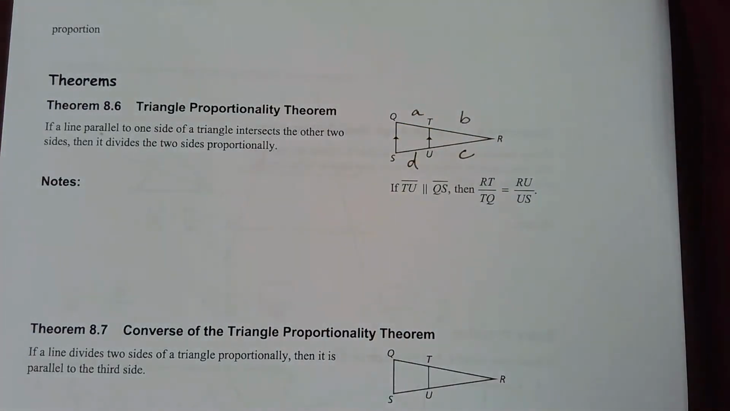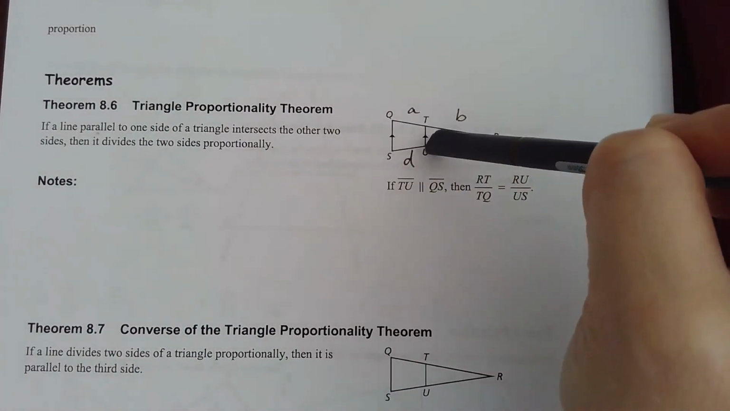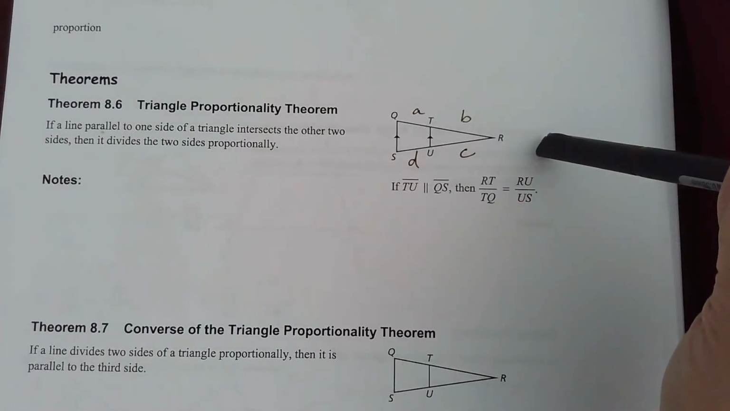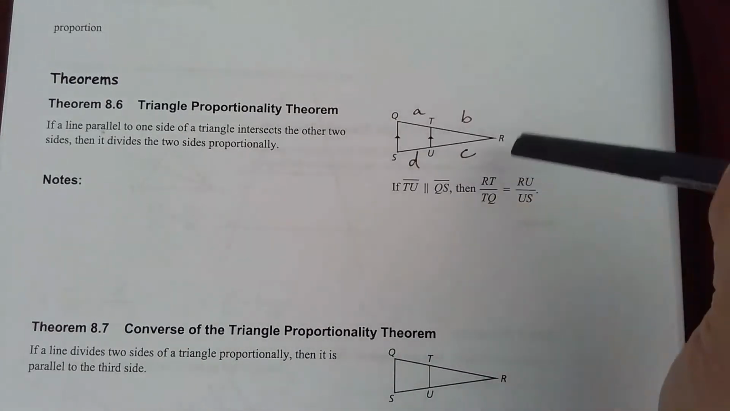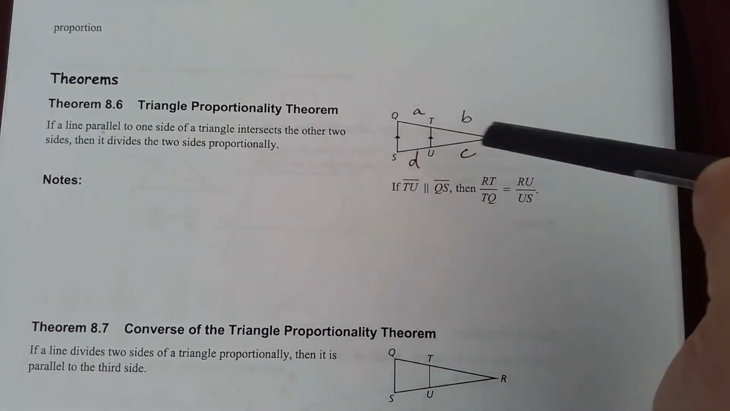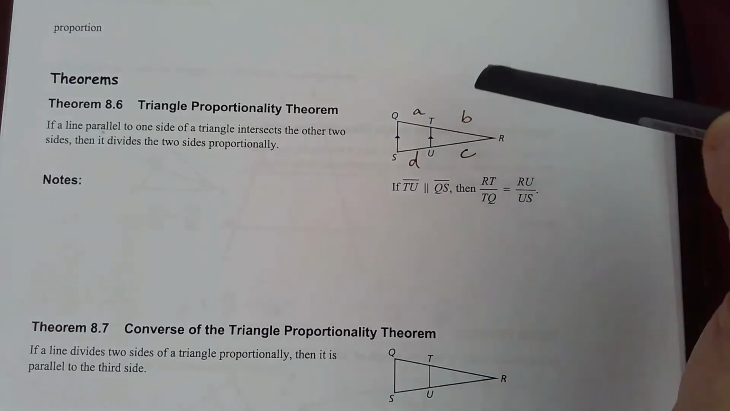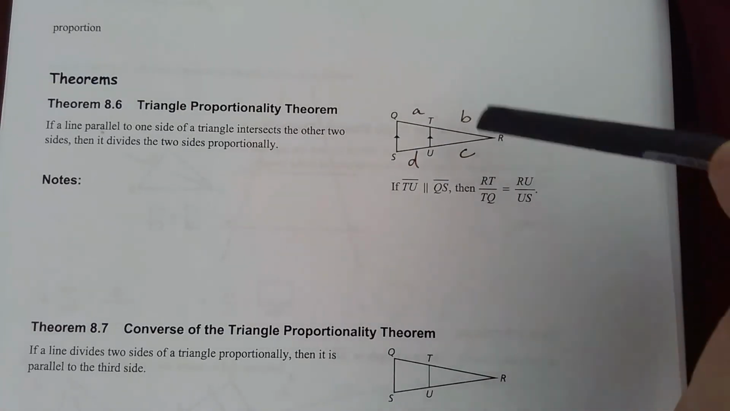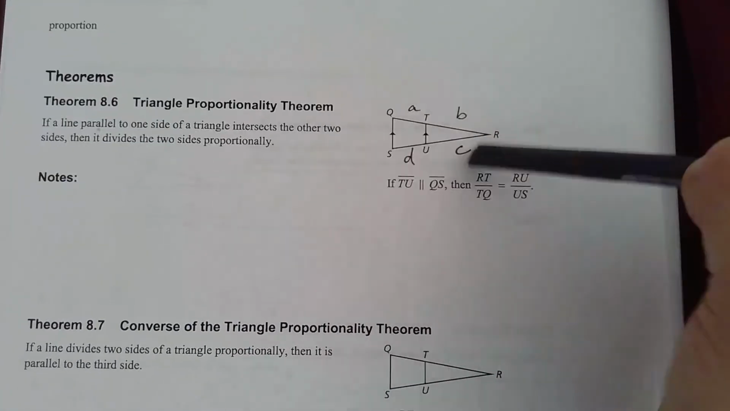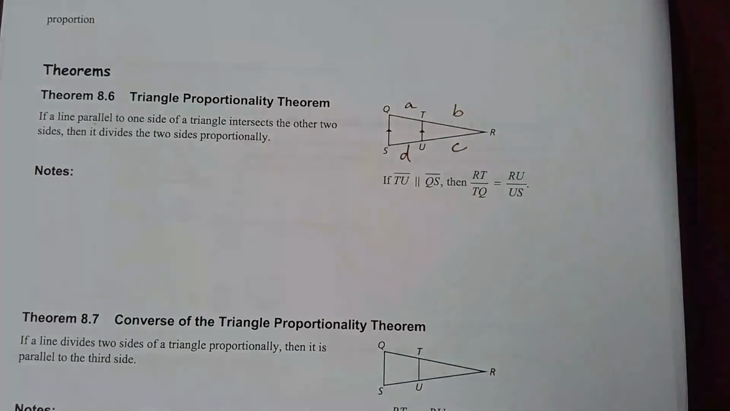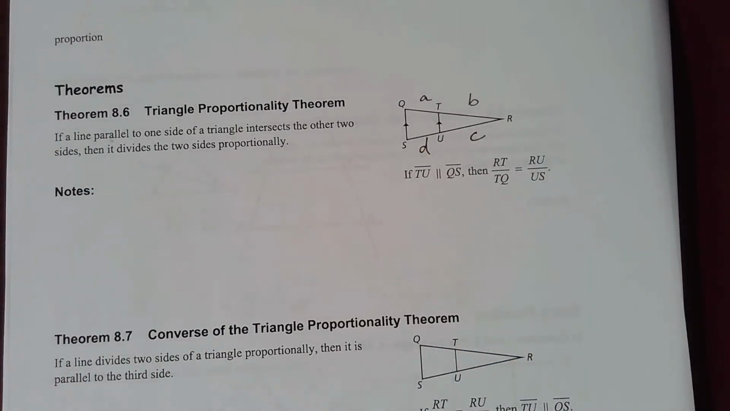Sometimes I think it's easier to think about it as letters. If these lines are parallel, and this line intersects them, then those pieces of the sides are divided proportionally. So A over B and D over C. I did that backwards, but that's okay. Let me give you an example of one that you might see.